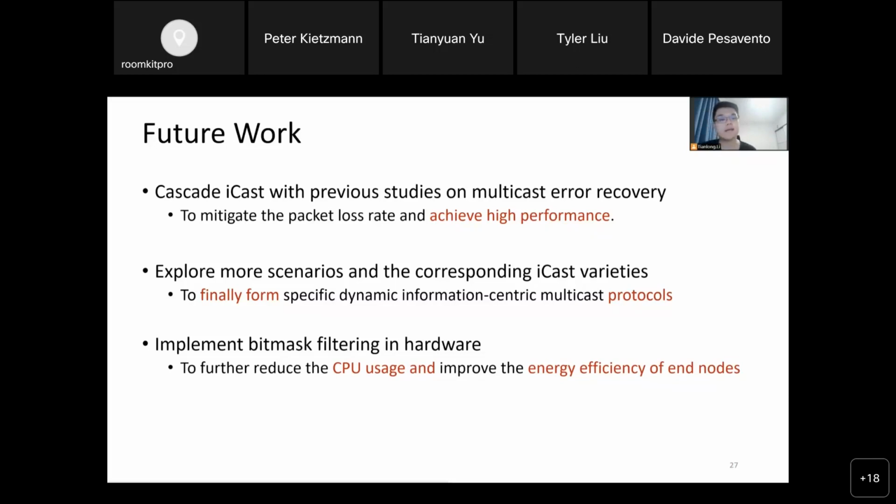For the second, as ICAST can have warranties for adapting to different scenarios, the fixed meta part in the multicast MAC address can be used to identify their types. Hence, exploring more scenarios and the corresponding ICAST warranties, and finally forming specific dynamic information-centric multicast protocols is good for future research. Last but not least, our present work implements ICAST in software, yet the design of bit mask filtering is promising to be implemented in hardware, which has the potential of further reducing the CPU usage and improving the energy efficiency for end nodes. We hope that ICAST can finally be developed as a series of efficient and practical dynamic information-centric multicast methods with specific protocols.